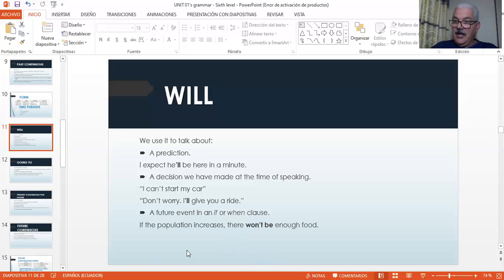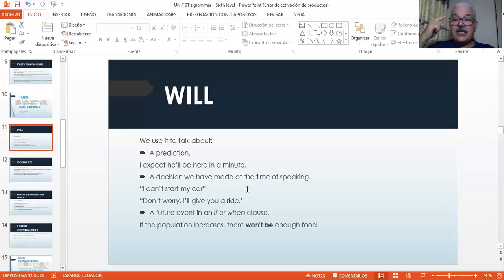That is, as a prediction: I expect he'll be here in a minute. I expect it will rain in Riobamba, okay? So these are different things, we make predictions because of different reasons that we may predict the future.